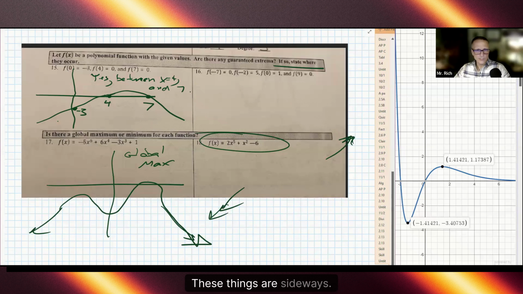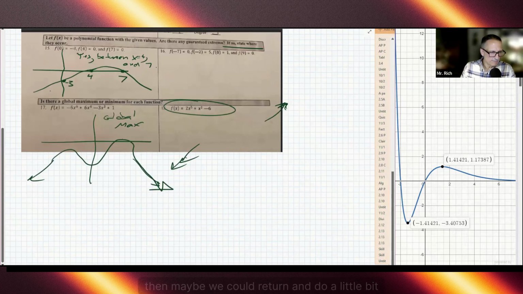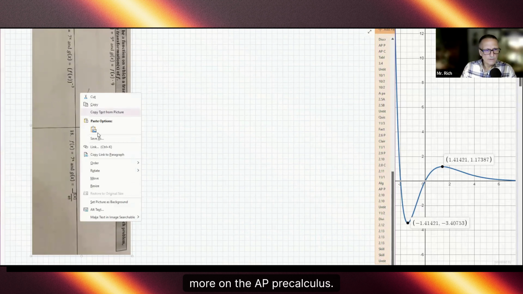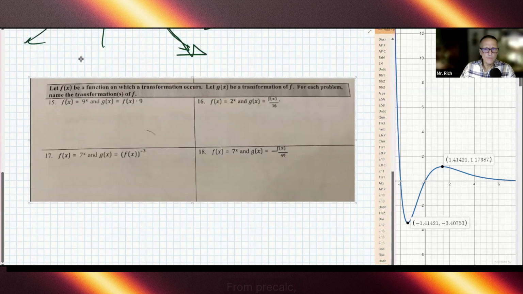Let's see what the other one is. These things are sideways. That's why I'm tilting my head. Ooh. Well, let me, yeah. So Taylor, I think I'm going to knock out this pre-calc and then we'll get to the calc. And then once we do the calc, then maybe we could return and do a little bit more on the AP pre-calc.